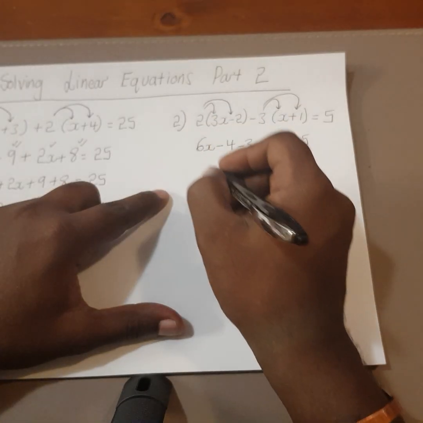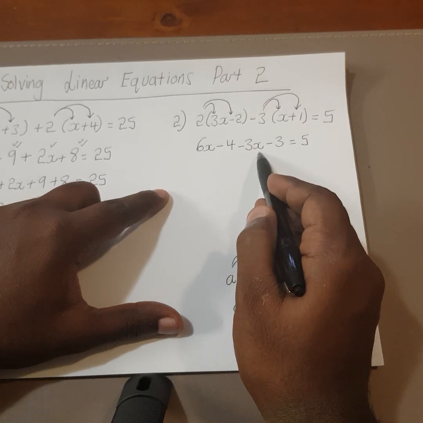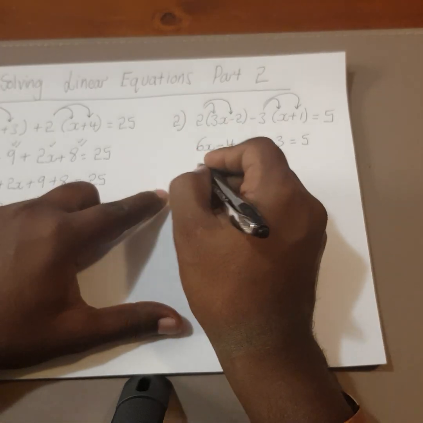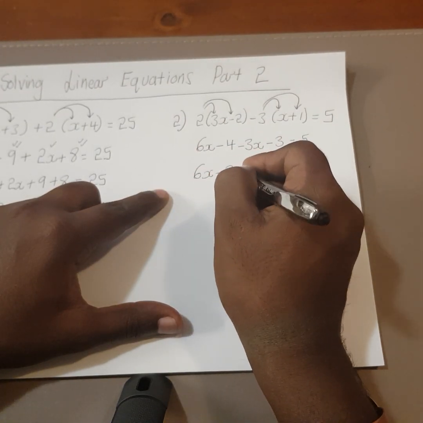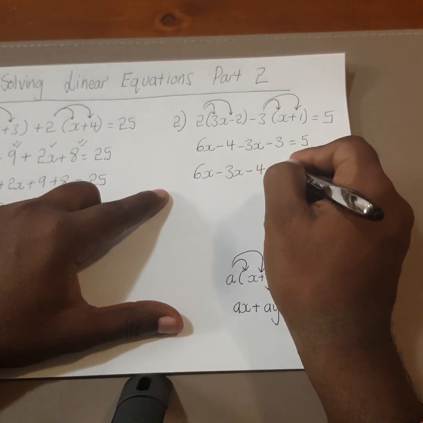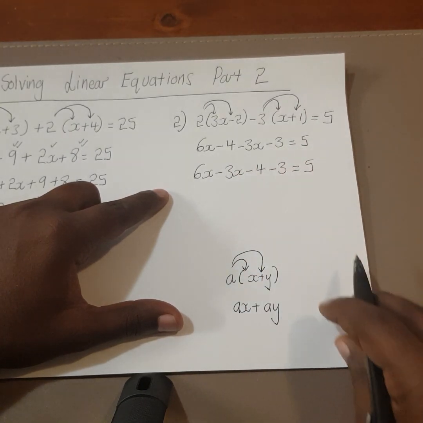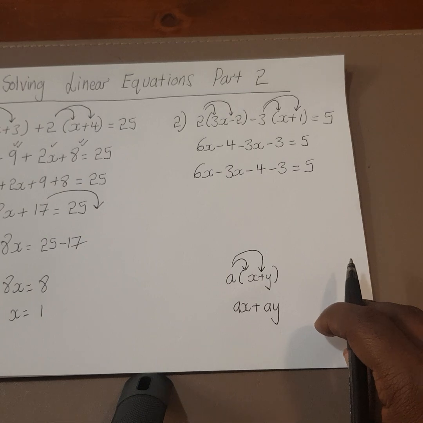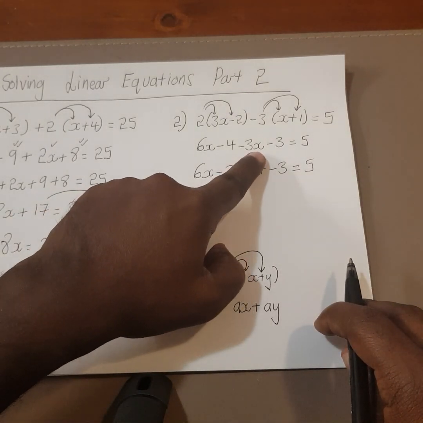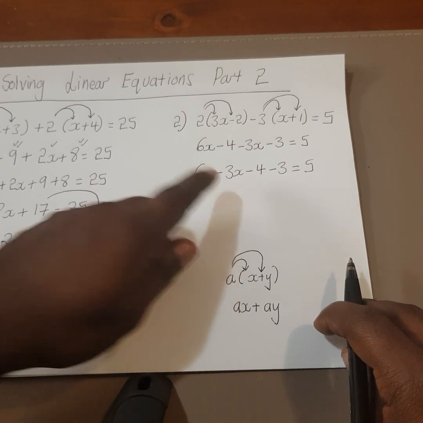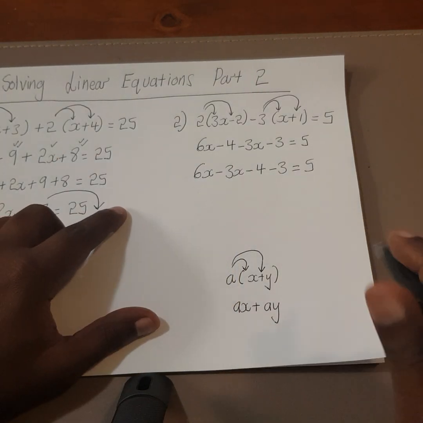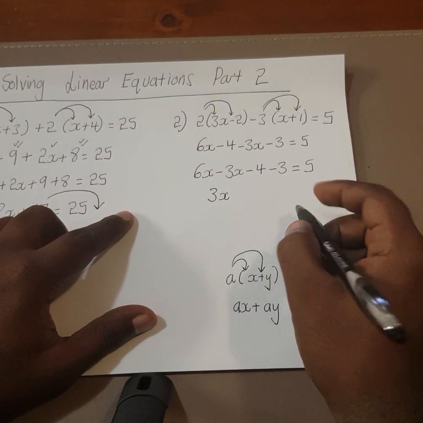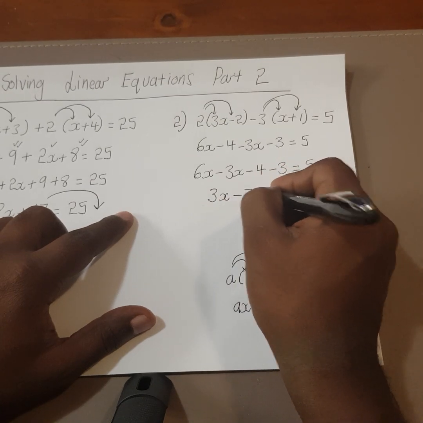All right. So what do we do here? We've got the like terms 6x and negative 3x, and negative 4 and negative 3 are another pair of like terms. So we're going to put them together. 6x minus 3x minus 4 minus 3 equals 5. So what have we done? We've rearranged. And like I said in the previous videos, when you rearrange them, please note that the sign does not change. So when we've moved negative 3x here, I've just rearranged it. I've not made any changes in the sign. All right, 6x minus 3x becomes 3x, and negative 4 minus 3 becomes negative 7. And that's equal to 5.